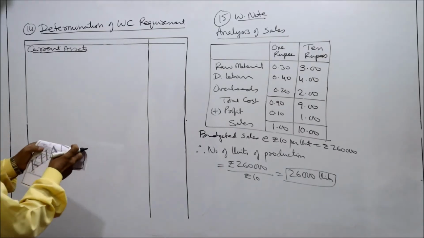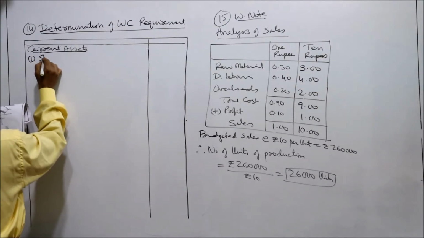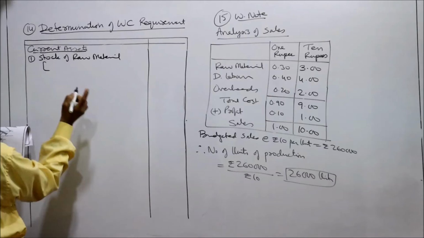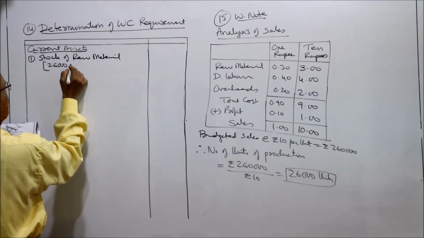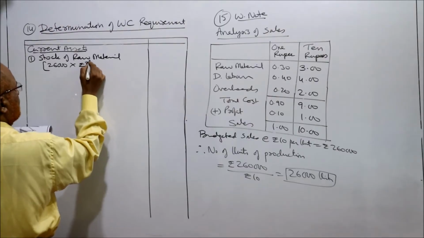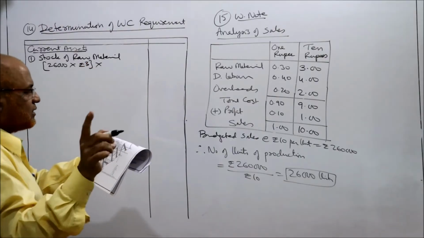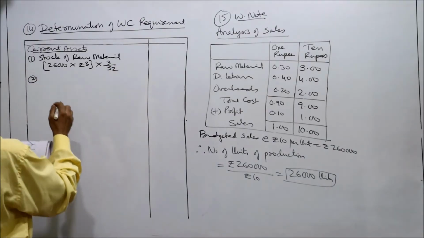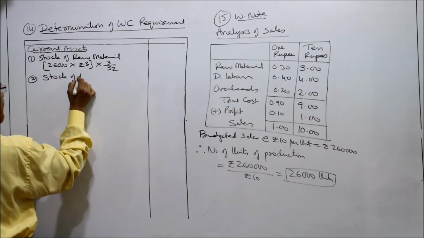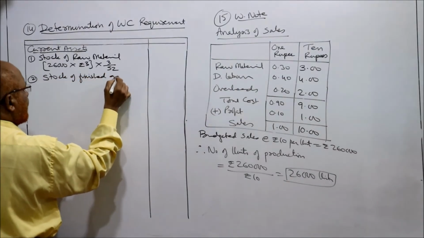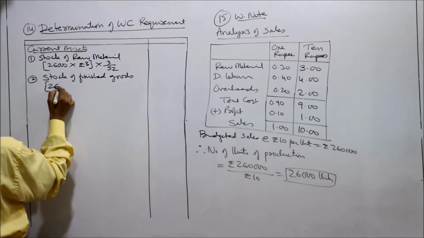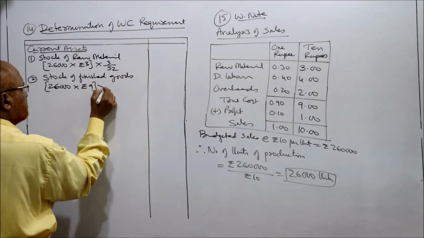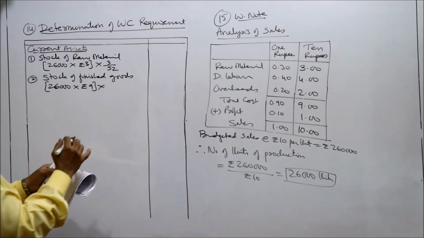So current assets. In current assets, first stock of raw material. How many units we are making? 26,000 units, into rupees, material cost is 3 rupees, into raw material in stock for 3 weeks. So 3 by 52. Second, stock of finished goods. So 26,000 units into rupees, the total cost per unit is 9 rupees, into stock of finished goods for 2 weeks, 2 by 52.